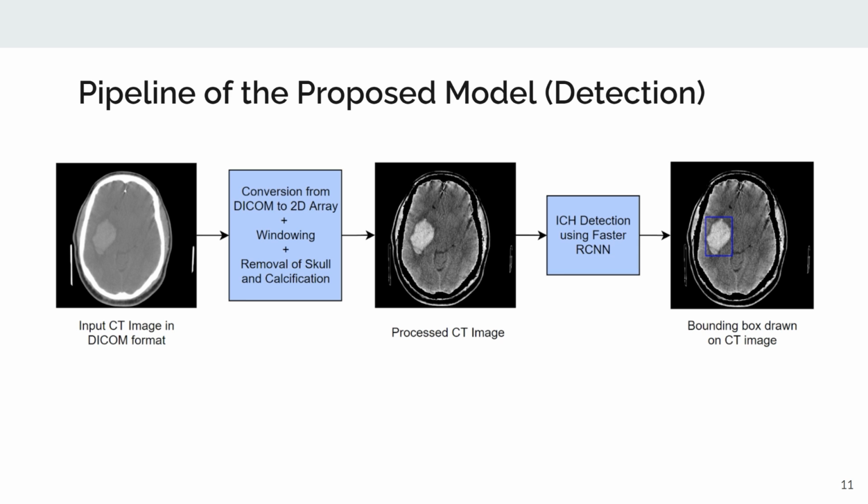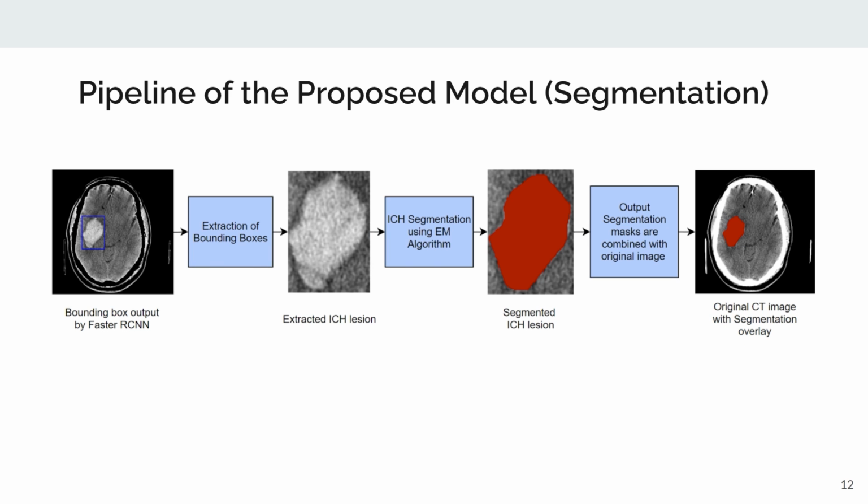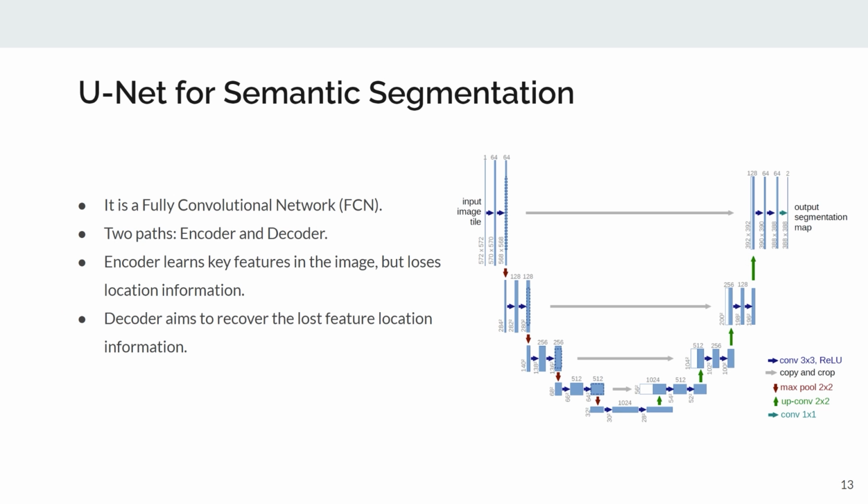This processed image is input to the Faster RCNN model, which outputs bounding boxes. The bounding boxes output by Faster RCNN are passed to the EM algorithm, which extracts the ICH lesion and then segments it, and this produces a binary output mask which is combined with the original image.